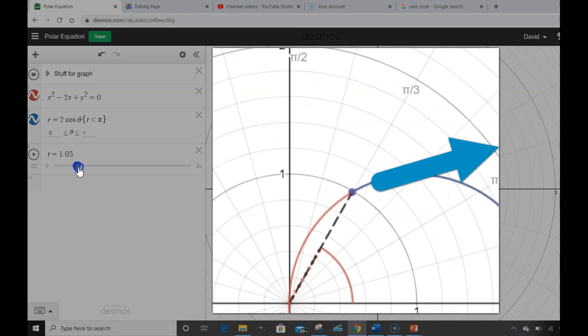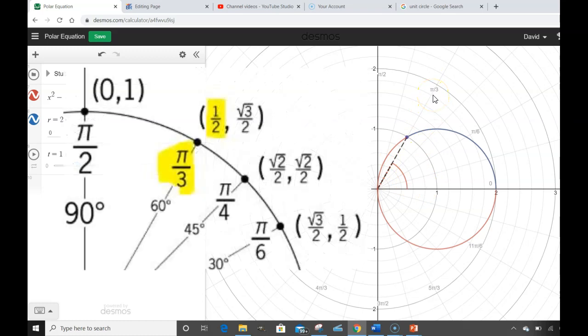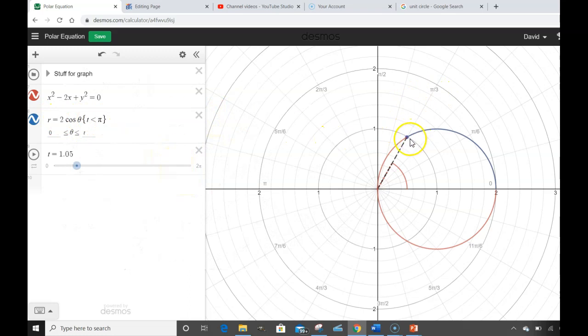There's an angle of pi over 3. So this is my angle of rotation. This is theta. This is what I'm calling T. All right, so I've rotated to pi over 3. What's the cosine of pi over 3? It's a half. 2 times a half is 1. And notice we're on the 1 circle.